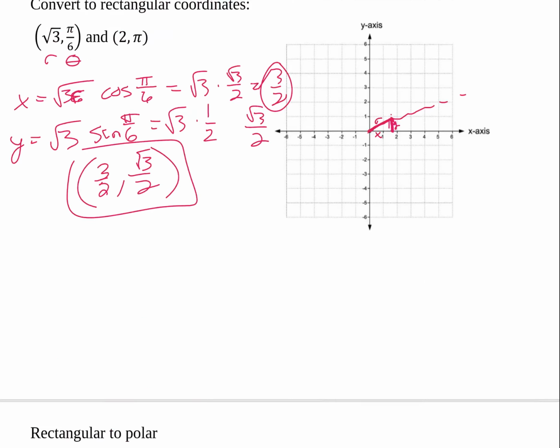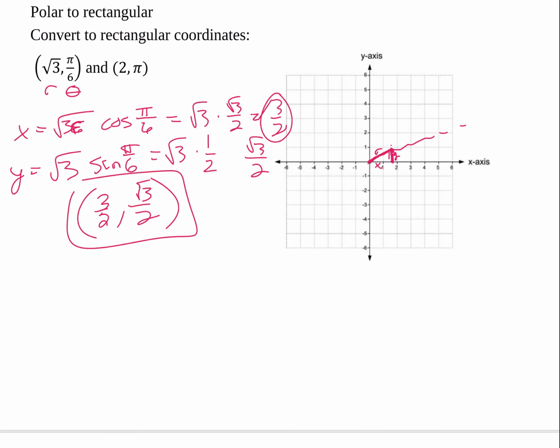Now let me go back, and we had to do another one here, 2 comma pi. So we want to convert that polar coordinate to rectangular coordinates. So where is 2 comma pi? Well, first of all, the angle pi is over here. So I had to turn all the way through pi units, so I'm along the x-axis. I have a radius of 2, so I'm sitting right here. That is my guy right there.